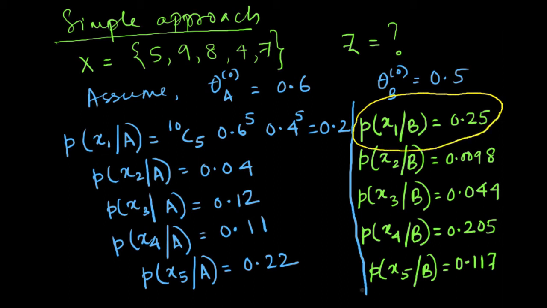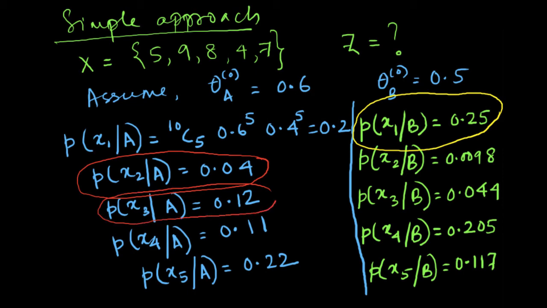What about the next case? In the next case, 0.04, which is x2 given A, is bigger than 0.0098. So now we say that the outcome x2 was more likely because coin A was chosen. So here we discard x2 given B and we choose x2 given A. In the next case, again 0.12 is bigger than 0.044. So again we choose x3 given A and we discard x3 given B.